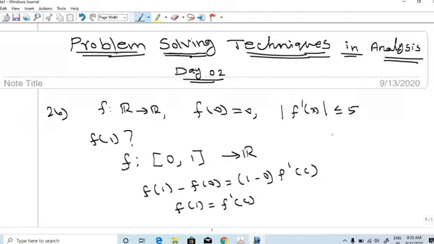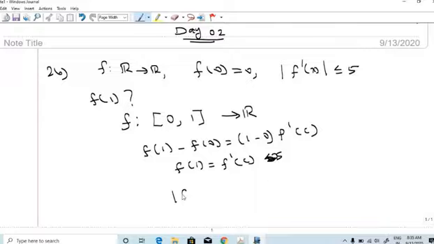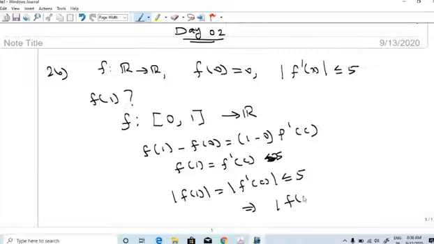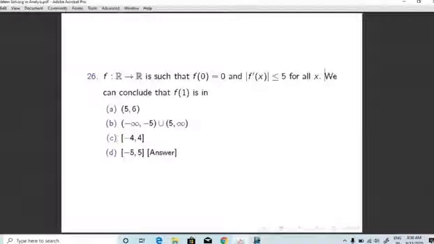But f dash of c is less than or equal to 5. If you take modulus, therefore modulus of f of 1 equals modulus of f dash of c, but modulus of f dash of c is less than or equal to 5. This implies that modulus of f of 1 is less than or equal to 5. Therefore f of 1 lies in the closed interval minus 5, comma plus 5. So this is the answer: f of 1 is in the closed interval minus 5 to plus 5.